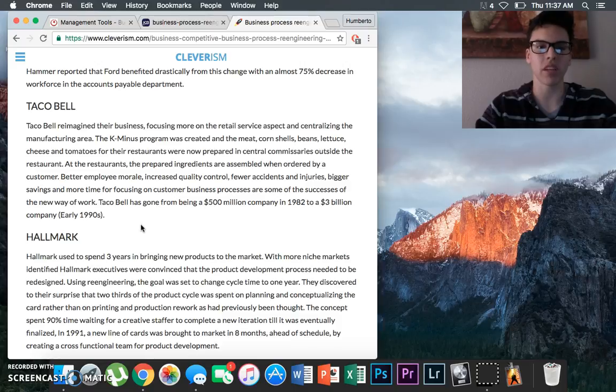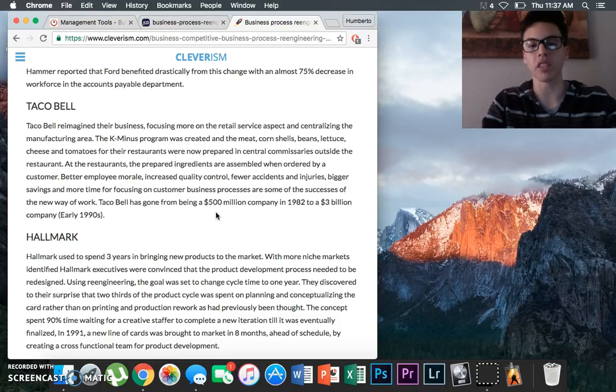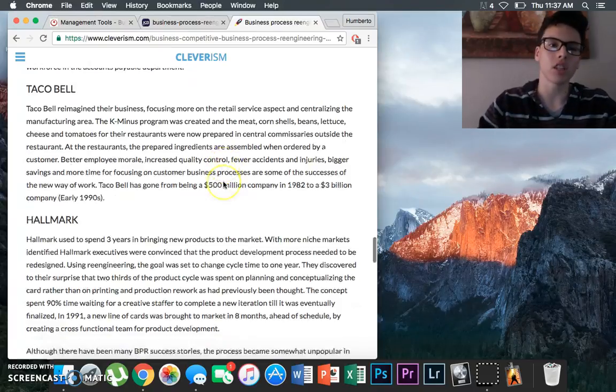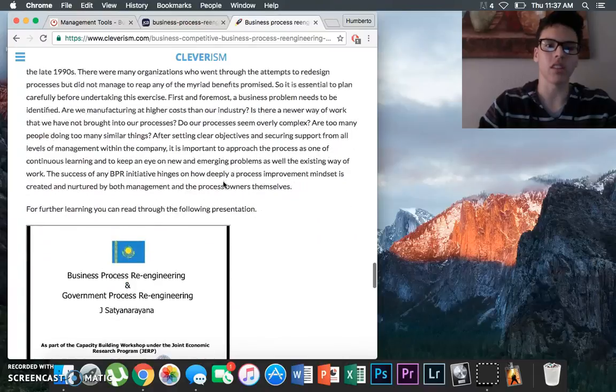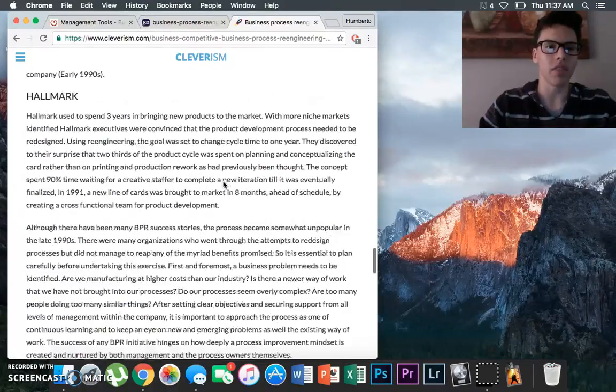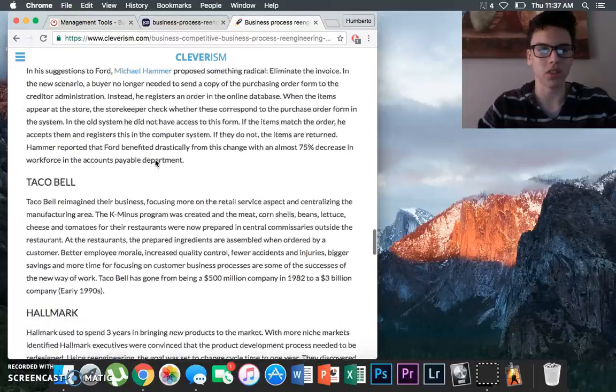Taco Bell has gone from being a 500 million company in 1982 to a 3 billion company in the early 1990s. So as you can see, Taco Bell really benefited from this BPR, since we can see right here it states Taco Bell went from being a 500 million company in 1982 to a 3 billion company from the early 1990s. And there are a couple more examples right here that you can see on Cleverism. We have another one from Hallmark, but I won't go through that one.